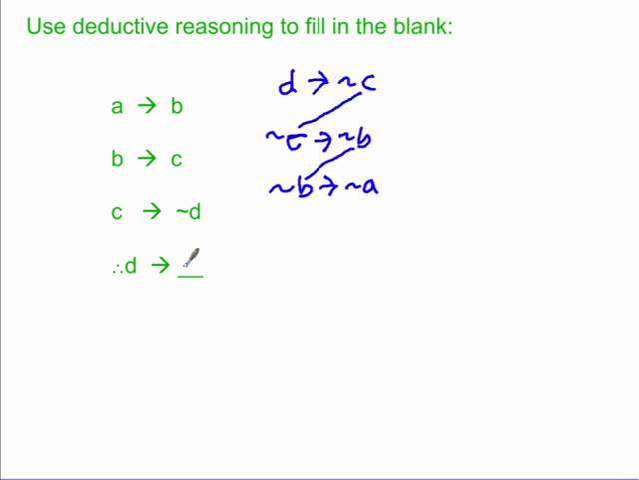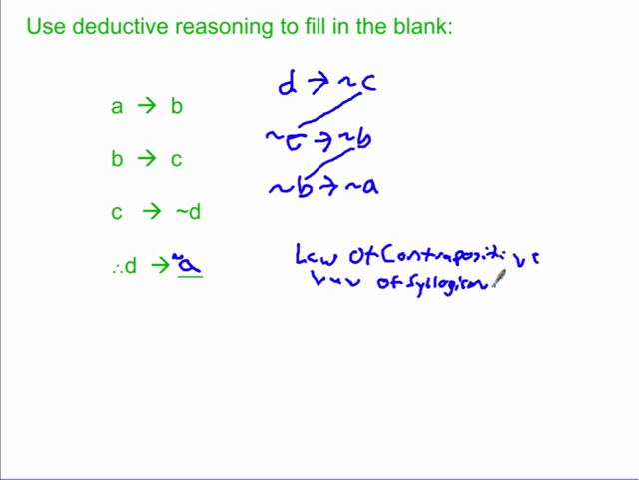Well, what can I say? I can say that D implies not A. And that's my answer. So you can see all I used was the law of contrapositive and the law of syllogism to be able to answer this question. All right, that was our final example.